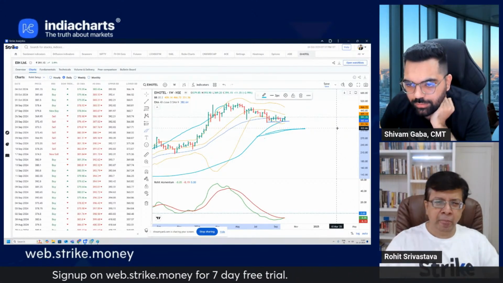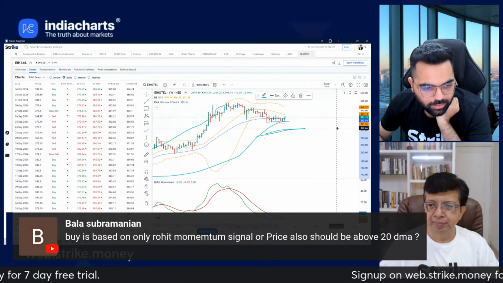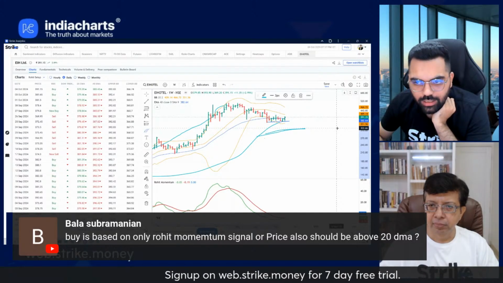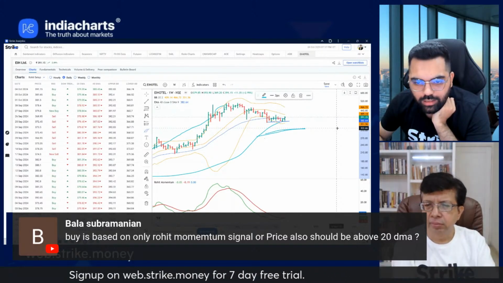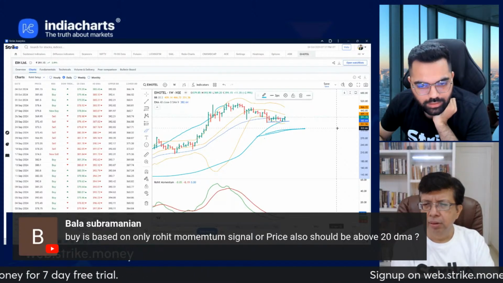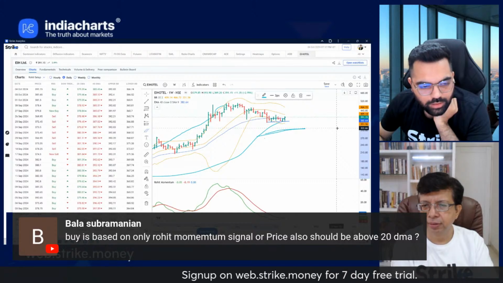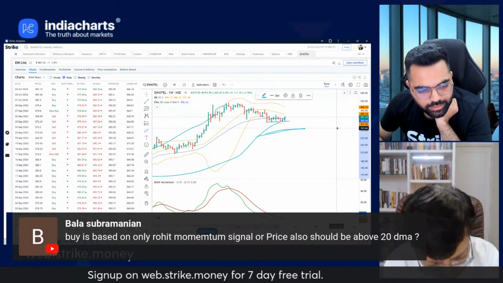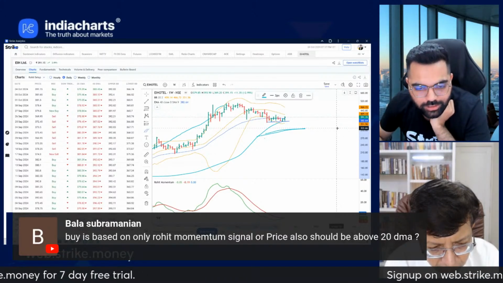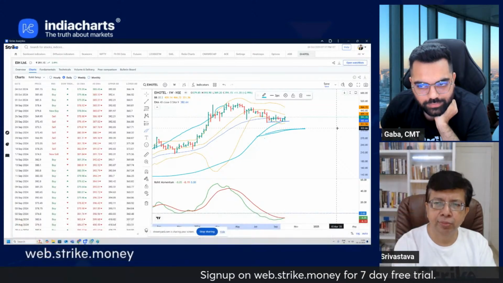So there is a question from Bala Subramaniam. Is the buy based only on the RMI momentum signal, or should price also be above the 20 DMA? The question is whether it is looking only at the RMI signal or the price also crossing above the 20 DMA. Of course, a combination of both is better.